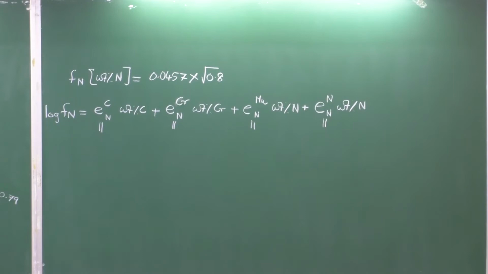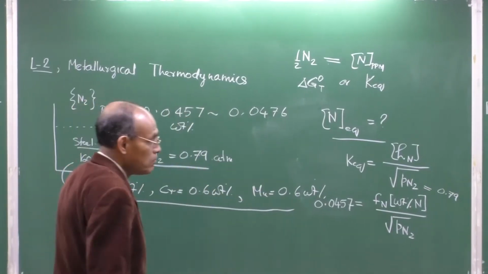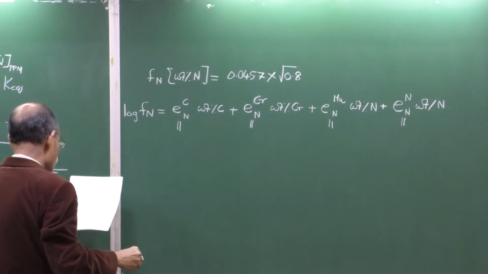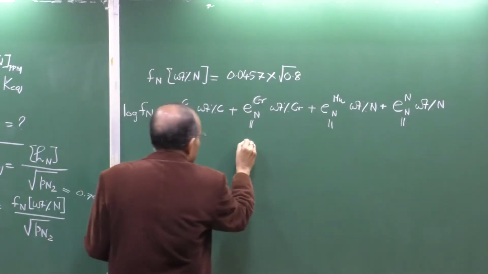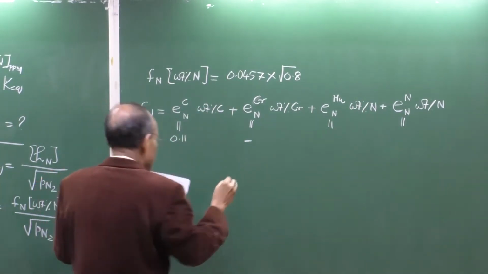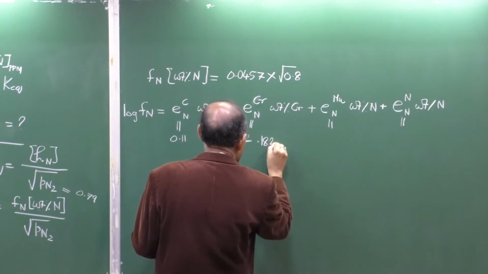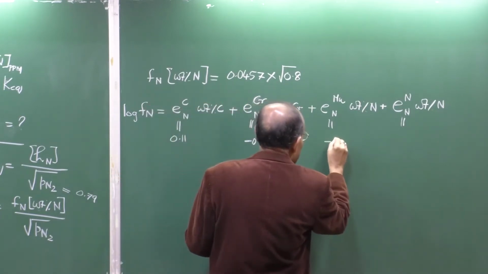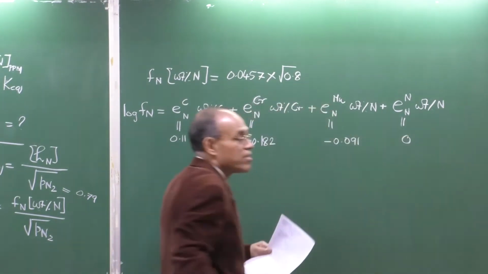For example, we have given the composition. So the composition is known to us, and the interaction parameters are given to us. The interaction parameters, for example, this is 0.11, this is equal to minus 0.182, and this is equal to minus 0.091, and the self interaction parameter is equal to 0.